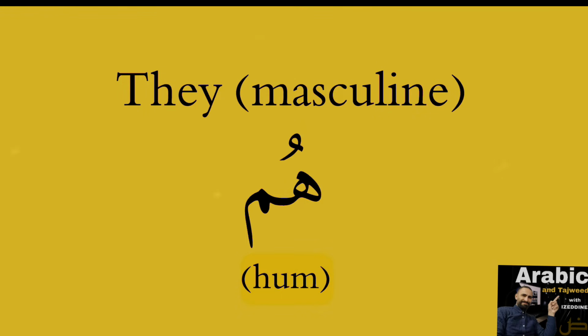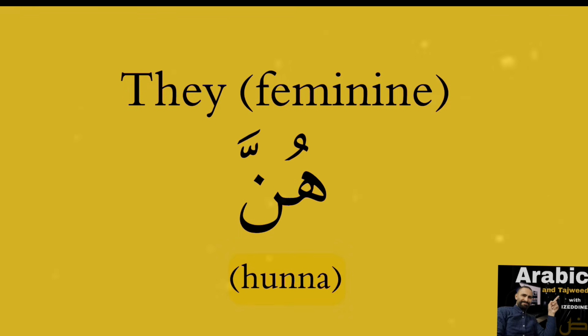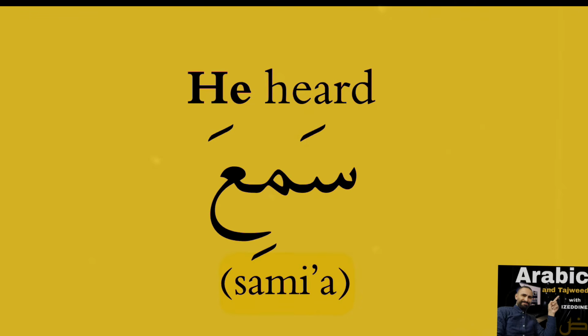They, for males, we say هم. Okay, masculine or males. Maybe boys. Even if we have a group of women and inside them we have just one man, we say هم. But if we have just females, either women or girls, we say هن, and there isn't any man or any boy with them. هن, they.